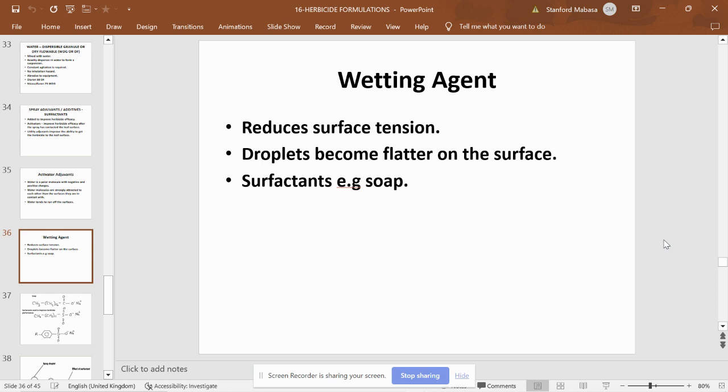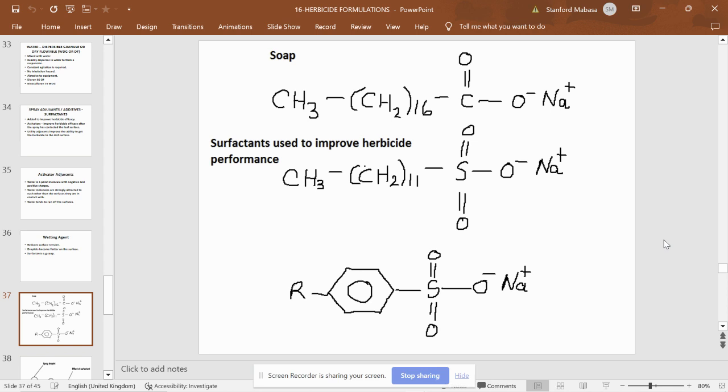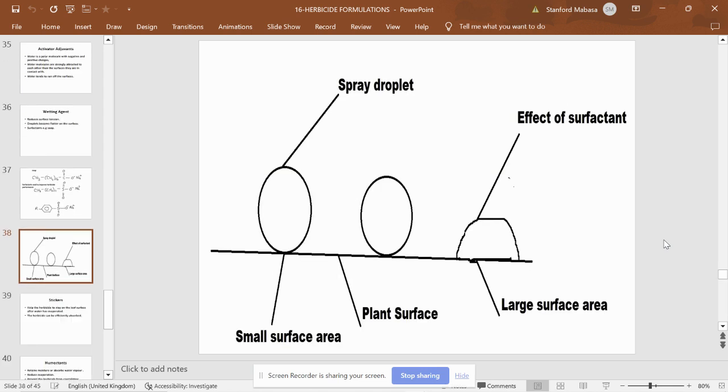Surfactants, it could be soap. This is the structure of a surfactant or soap. This is the droplet of water with a small surface which can easily roll off the plant surface. But if we put a surfactant, we flatten the droplet, so there's a large surface area which is in contact with the leaf, which can enhance the penetration of the herbicide.